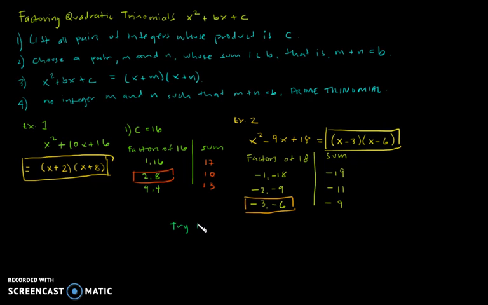Try this. Okay, so you need to factor this completely. For letter A, we have x squared plus 12x plus 27. Then for letter B, we have x squared minus 13x plus 36.